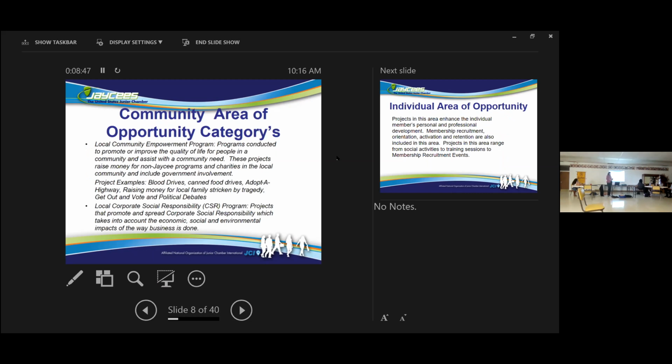So you can see some other ideas and examples like the blood drives that chapters have been running this year. And then also, if your chapter has Adopt a Highway, that would also fall under the community area. And again, this also has a local corporate social responsibility section, which is one that I honestly don't really know what would fall under that. Does anybody know what could fall under that?